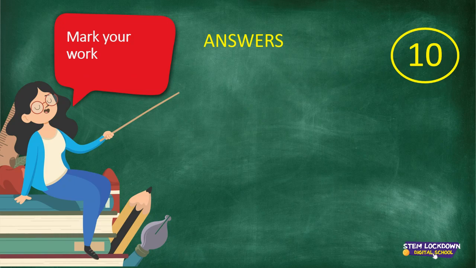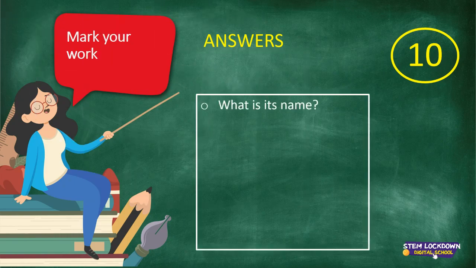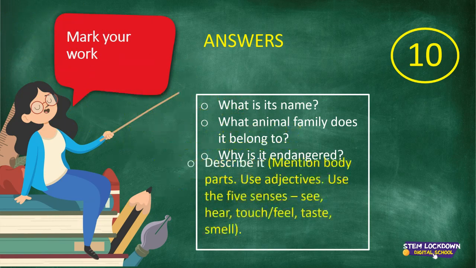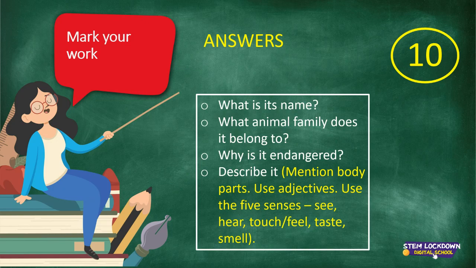Okay, so you can see there's 10 marks. So, did you write its name? And did you write its family? Did you write why it's endangered? And you described it. So 1 mark for the name, 1 mark for the family it belongs to, 1 mark if you mention one reason why it's endangered. If you mention the 3 body parts in your description, 3 marks.